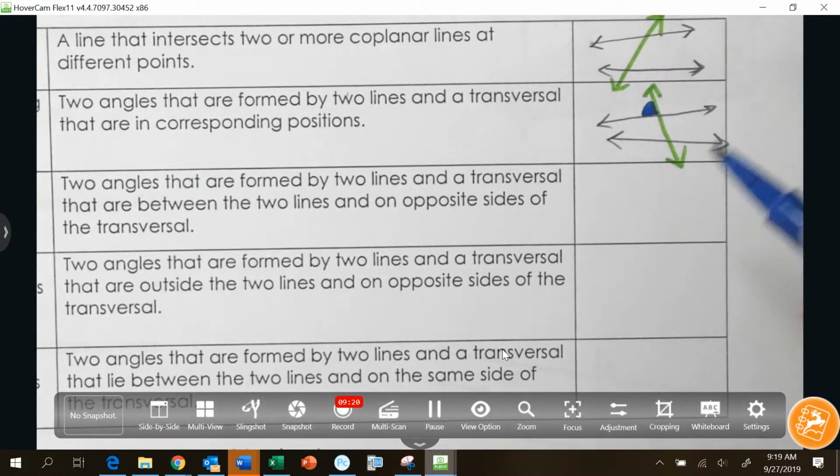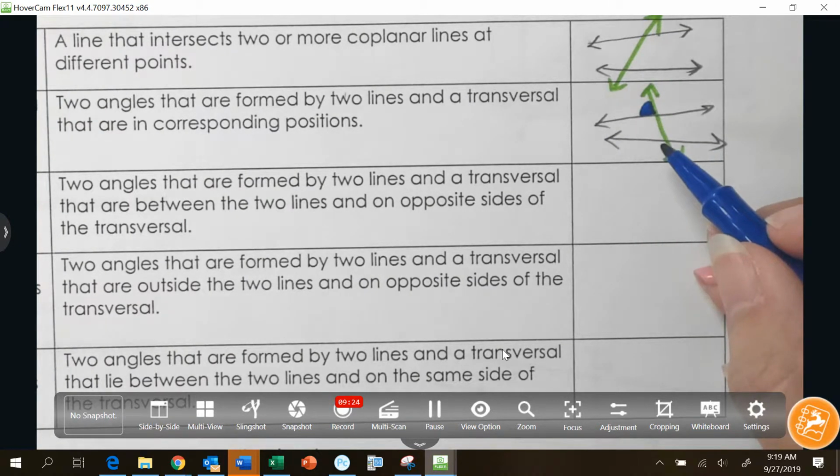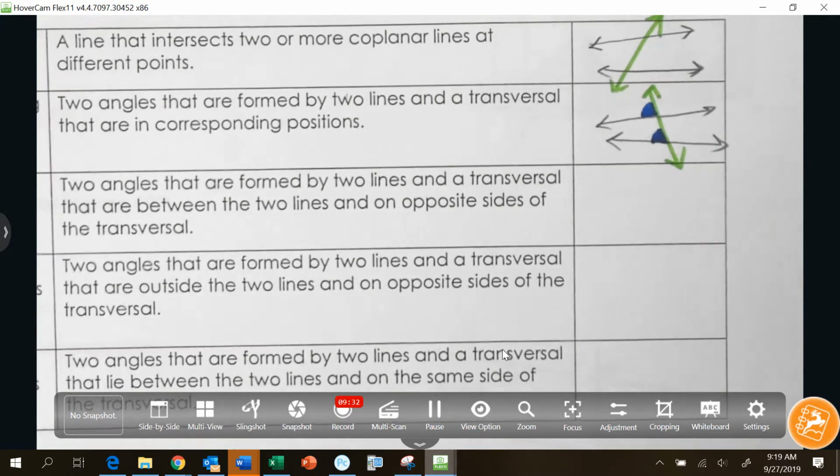Sorry. Okay, so in the top left up here, I'm going to go to the other line and color in the top left angle in the other line. These are corresponding. They're both in that top left position, just different lines. Okay? And there's 4 sets of corresponding angles there.